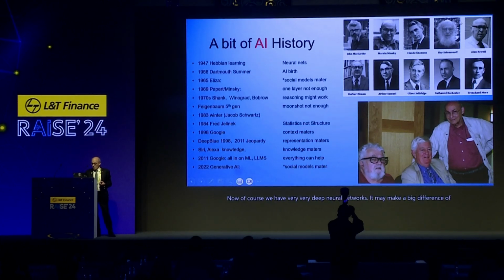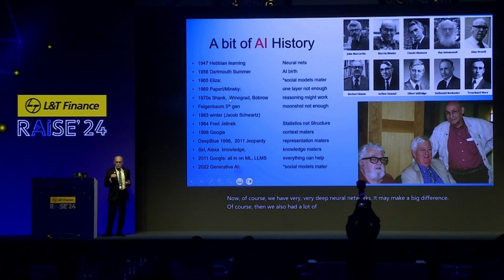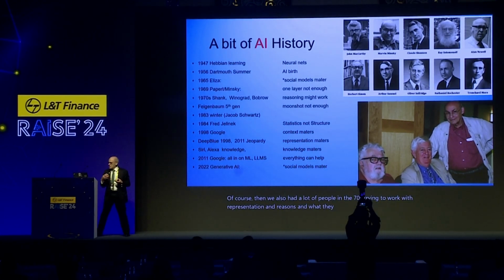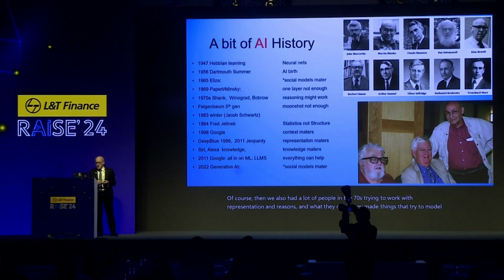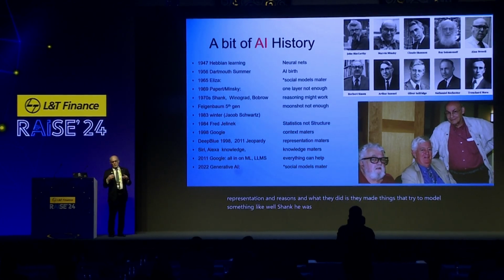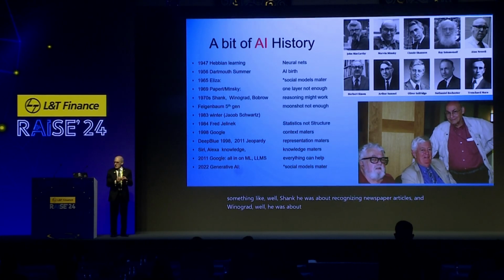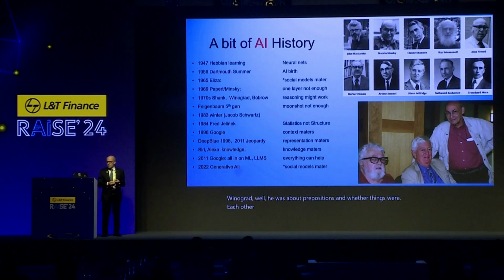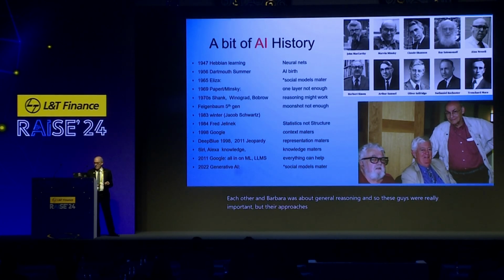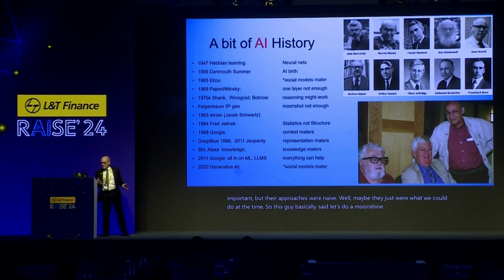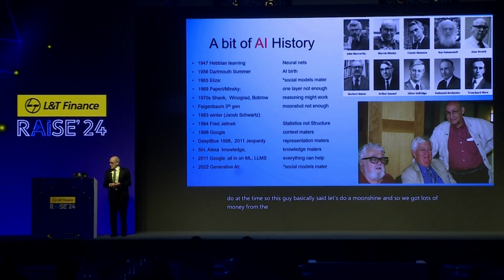Of course, then we also had a lot of people in the 70s trying to work with representation and reasoning. What they did is they made things that tried to model something like, Schank, he was about recognizing newspaper articles, and Winograd, well, he was about prepositions and whether things are on top of each other, and Bobrow was about general reasoning. These guys were really important, but their approaches were naive. Well, maybe they just were what we could do at the time. So this guy basically said, well, let's do a moonshot. And so we got lots of money from the government for the fifth generation project.